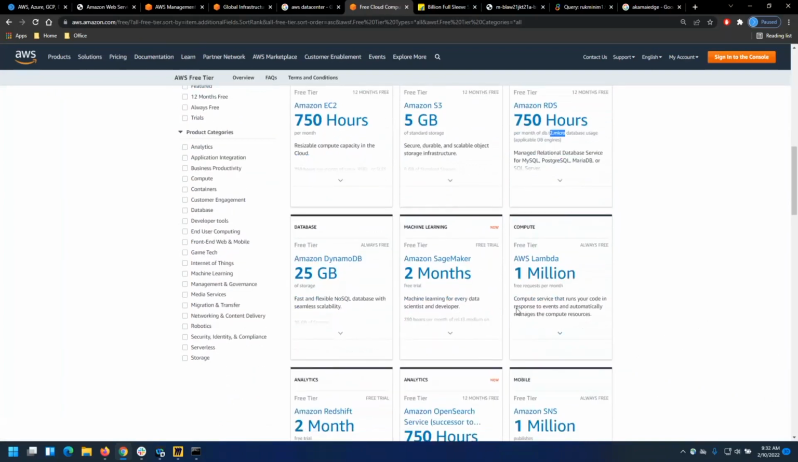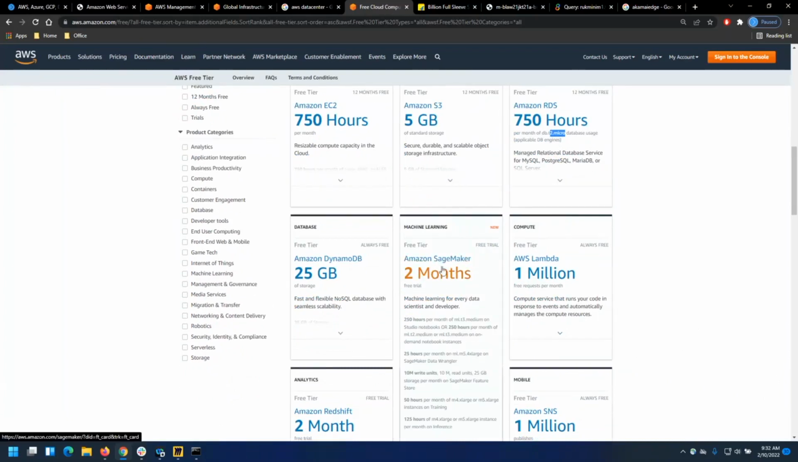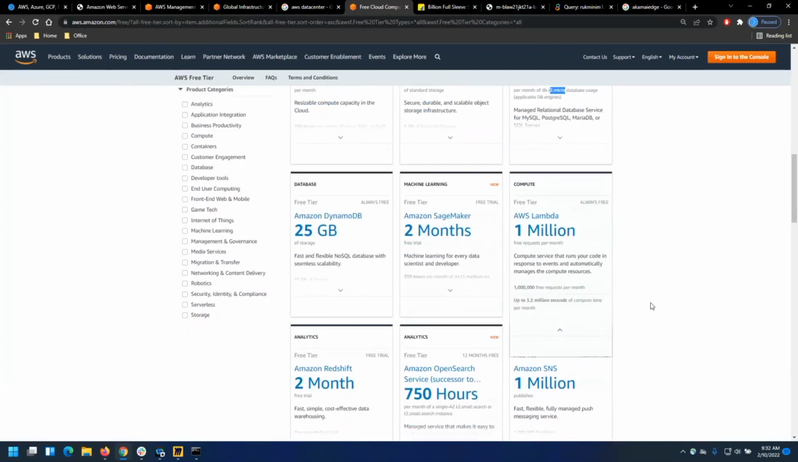And machine learning, it is out of our scope, but if you want to check it out, if you have any prior experience, that is 2 months machine learning free. Lambda function, you can execute 1 million requests in a month for free. So you can execute 1 million transactions on top of your Lambda function and up to 3.2 milliseconds execution. So if you're running a large application, it is taking 5 minutes to execute, then there will be a charge applicable for that.